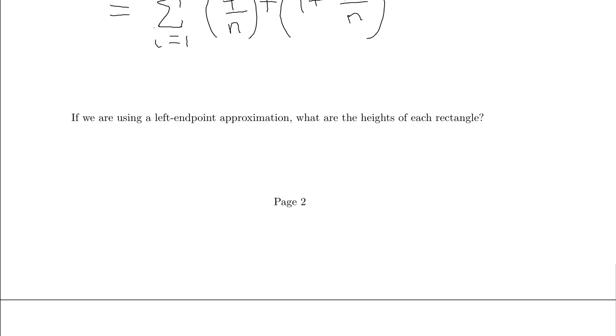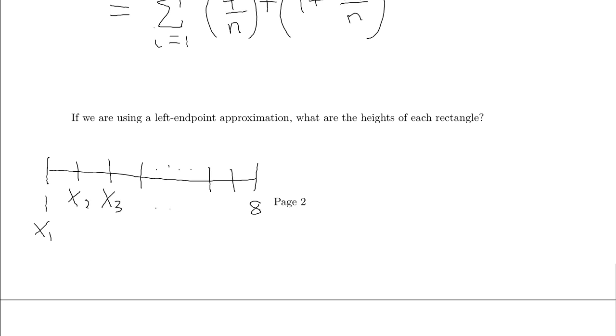So now if we were to draw the same interval again, going from 1 to 8, and we were to chop it into n arbitrary pieces, all of equal size, then the left endpoint we're using, the first endpoint, is actually going to be at 1. So that's going to be our x1. The next tick mark will be x2 and x3 and so on. And then we'll call this one xi.